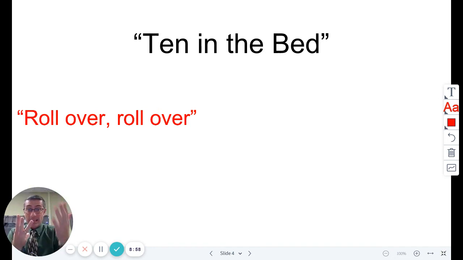So down to 8. And he keeps telling them to roll over, roll over, roll over until they get down to bed. And all of them roll out of the bed, and he's the last one that's left in the bed. Remember what he said when he got to the end? Right, he was ready to go to sleep, so he said, good night.